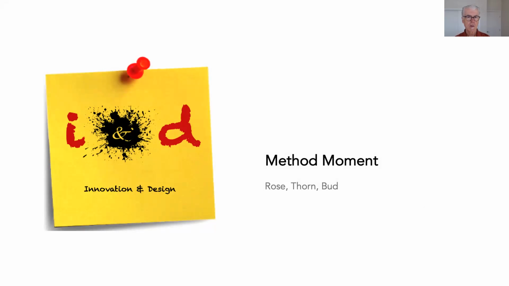So this method is called Rose, Thorn, Bud. As you'll see, it's a very intuitive method, very, very easy to use, but can get you to some surprisingly interesting depths.